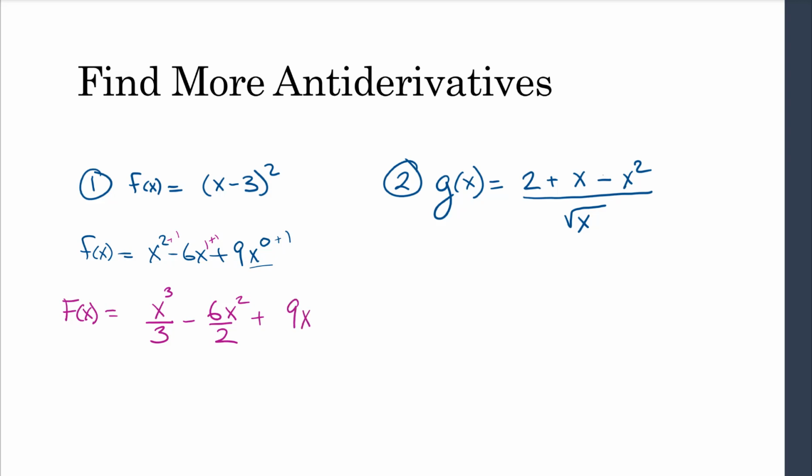Because what has a derivative of 9? 9x. What is a slope of 9? The line, 9x. And that's why that happens. Just don't forget it. We got a little plus c at the end.